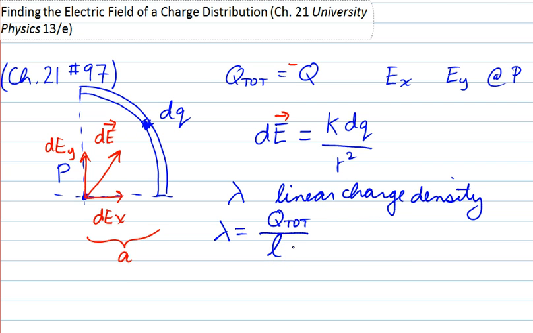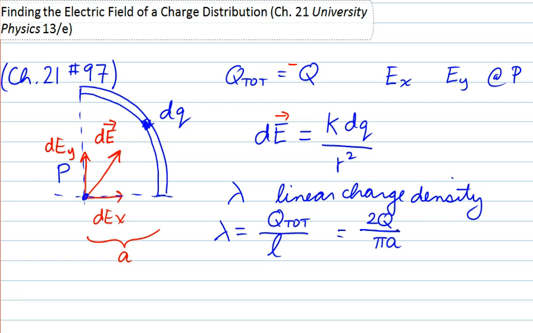For our purposes, we're dealing with a quarter circle, so the circumference of a circle would be 2 pi r, and we only want a quarter of that. So the length that we're concerned with here is going to be pi a over 2. I'll just take that 2 and put it up top here, and then my total charge is Q. So this is going to be equal to my charge density.